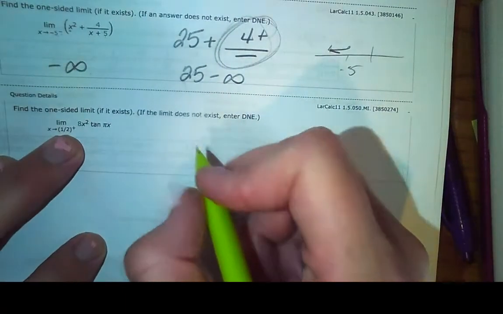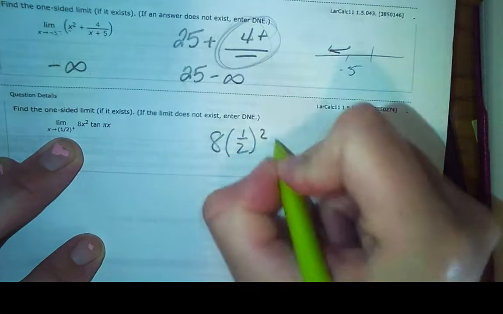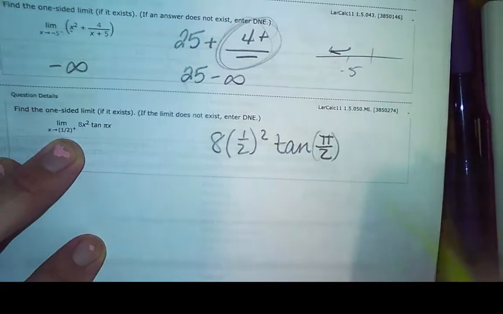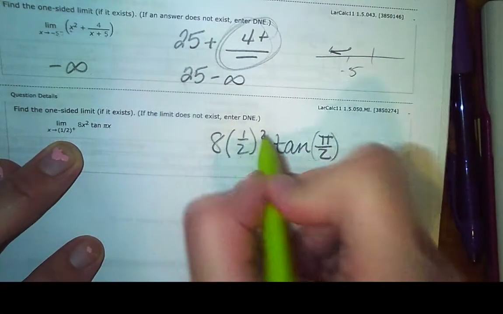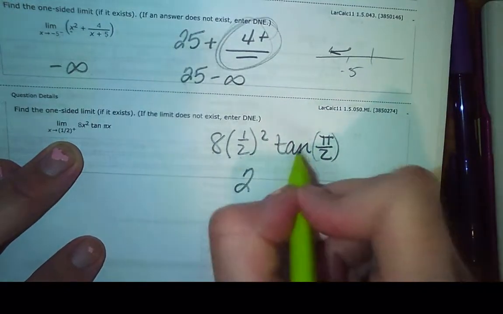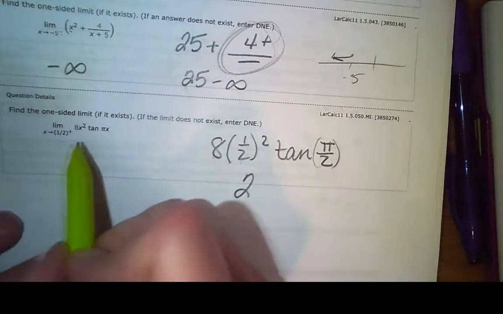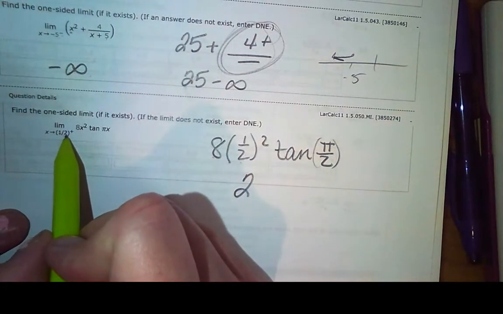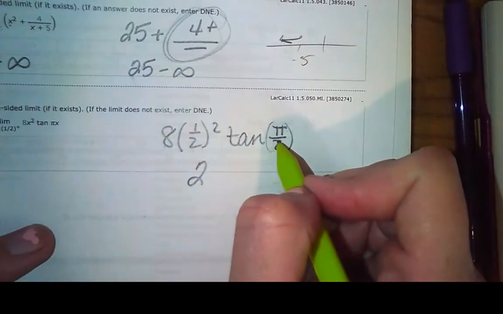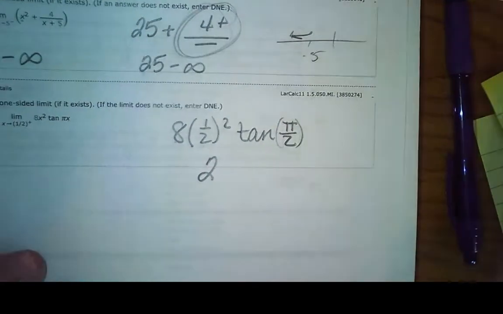So I've got 1/2 coming from the positive side. So I have 8 times 1/2 squared times the tangent of pi times 1/2, which is pi over 2. 1/2 squared is 1/4, times 8 is going to be 2. And then I've got the tangent of pi over 2. Well, the tangent of pi over 2 is undefined. So I need to realize that if I'm coming at 1/2 from the bigger side, from the positive side, I'm going to be shoving in values that are closer and closer to 1/2, but bigger than 1/2. So the question is, what is that going to be?